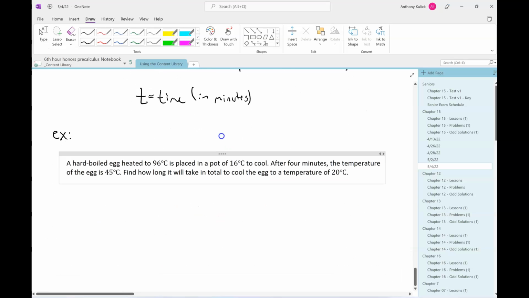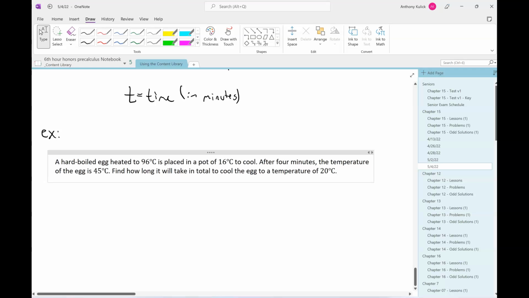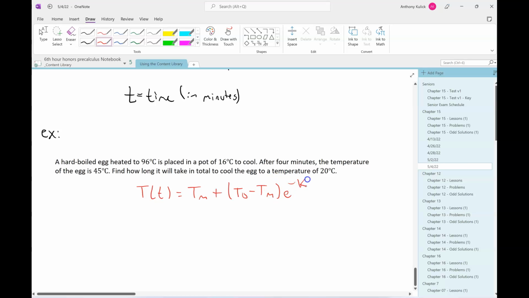Okay, a hard-boiled egg is heated to 96 degrees Celsius and placed in a pot of 16-degree water to cool. After 4 minutes, the temperature of the egg is 45 degrees Celsius. Find how long it'll take in total to cool the egg to a temperature of 20 degrees Celsius. So hopefully nobody's going to be confused by me wanting to use Newton's law of cooling here. Seems like a pretty obvious cooling situation.